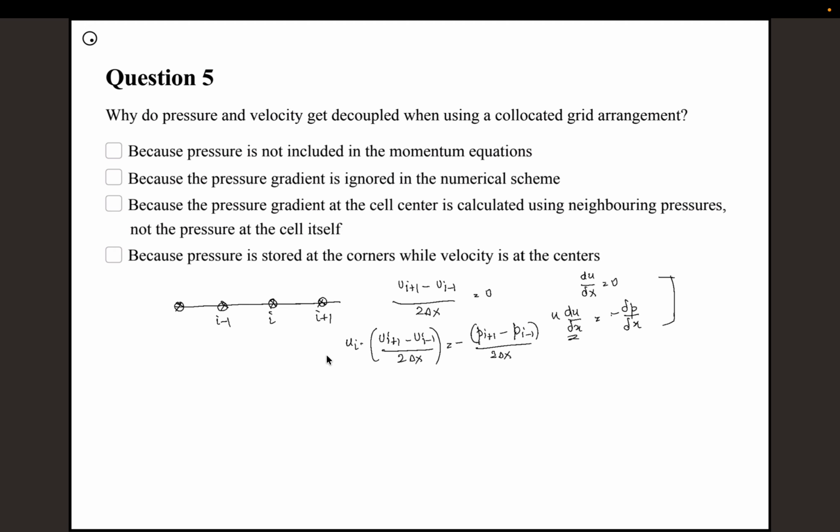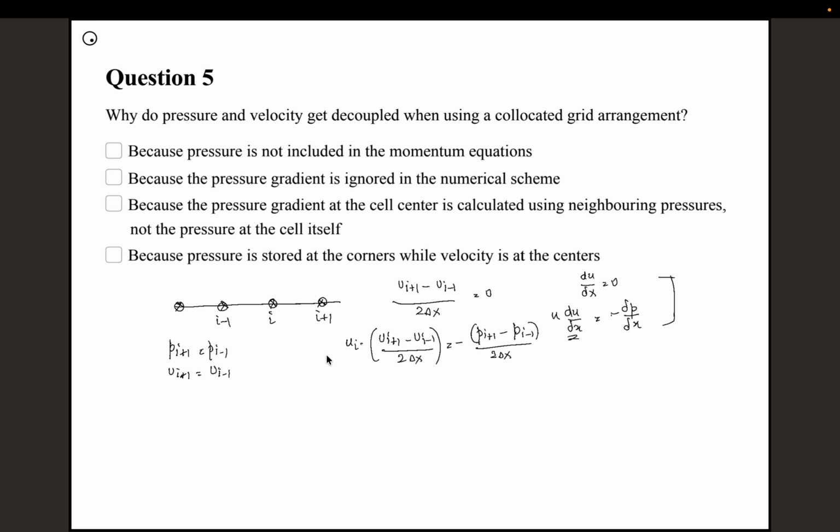So the solution for this set of equations is p_{i+1} equals p_{i-1} and u_{i+1} equals u_{i-1}. This means all the alternate values will be equal and there is no relation between neighboring cells. That is the main problem behind what we call decoupling between pressure and velocity, or alternatively the checkerboarding pattern. Only the alternate values will be equal, just like how a chessboard has alternating black and white squares.